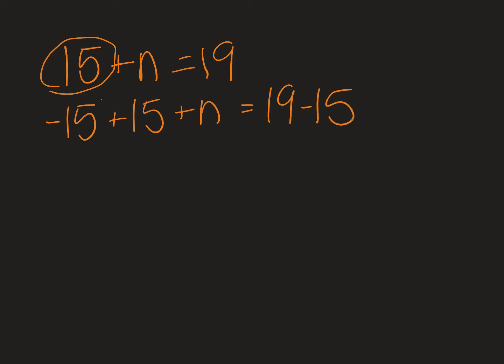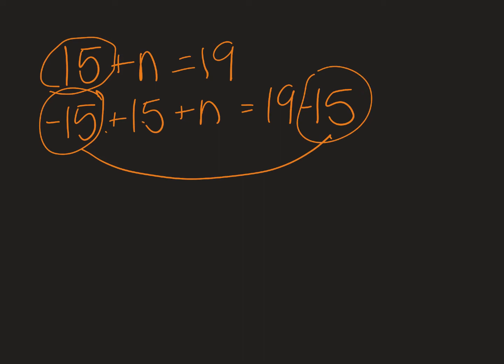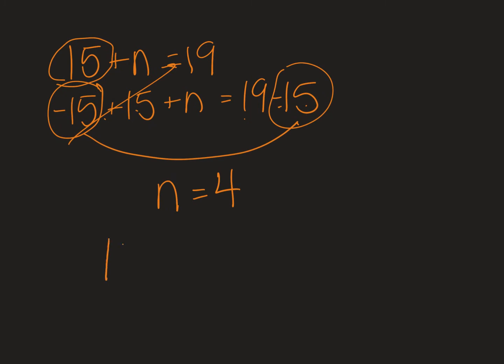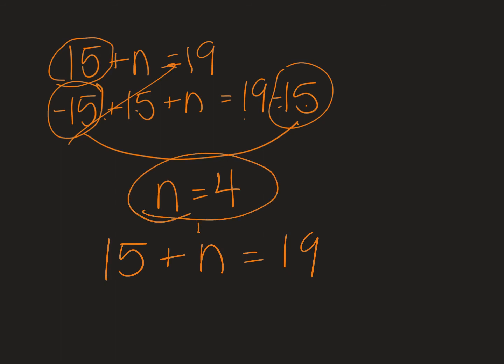Notice what I did to this side, I had to do to this side. Negative 15 plus 15 cancels. That gives me n equals 19 minus 15, which is 4. Let's go back to this original equation: 15 plus n equals 19. What did we decide n was? 4. So if we replace that for n, we have 15 plus 4, and that does equal 19.